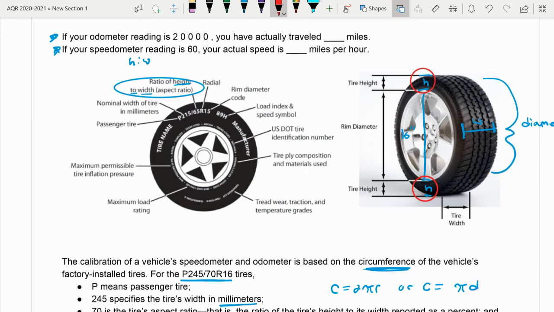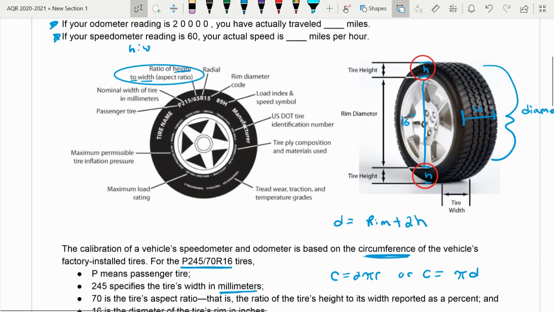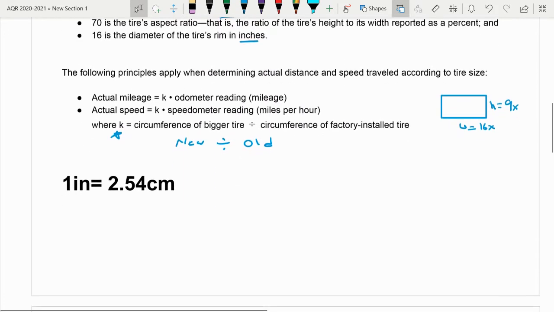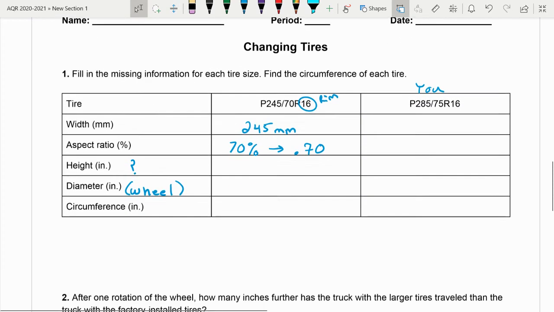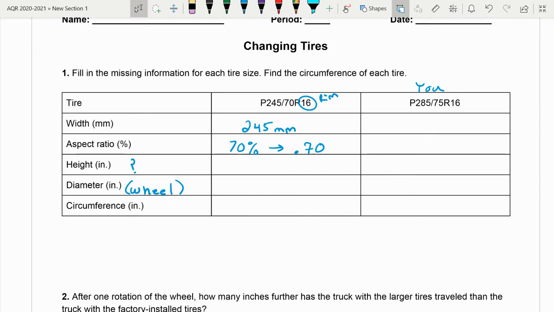And that's going to give us our diameter. So in this case, if I was to write a little formula, our diameter, I'm going to call it D, is equal to your rim plus 2 times the height. Okay, one height being the bottom, one height being the top. So your rim size plus 2 times whatever the height is. So we have a problem to where we're kind of stuck. And then of course we can figure out the circumference once we figure out that diameter.